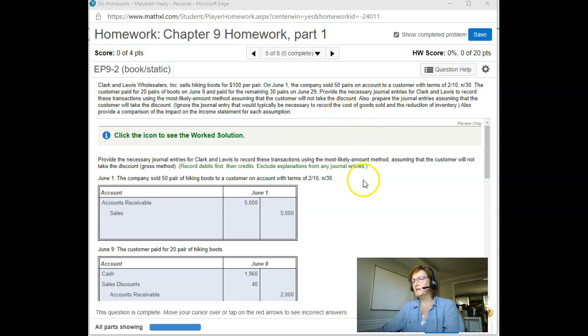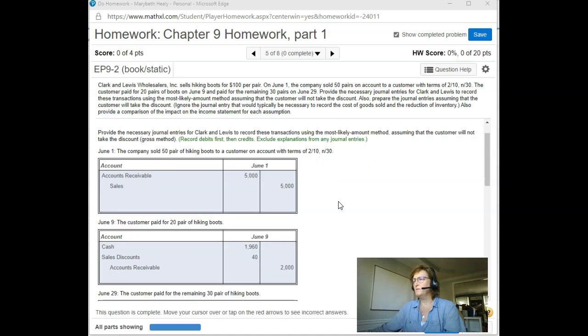In the beginning, we assume that they're not going to take advantage of the sales discount. So we multiply the $100 per pair times 50 pairs, and we have accounts receivable and sales of $5,000. This is the most likely method, assuming they're not going to take advantage of the discount. Well, lo and behold, on June 9th, they go ahead and pay for some of the hiking boots.